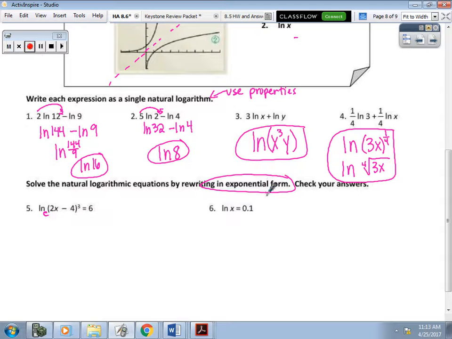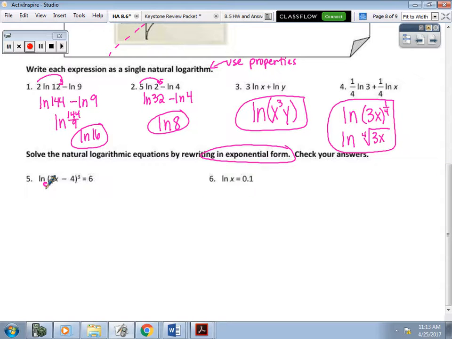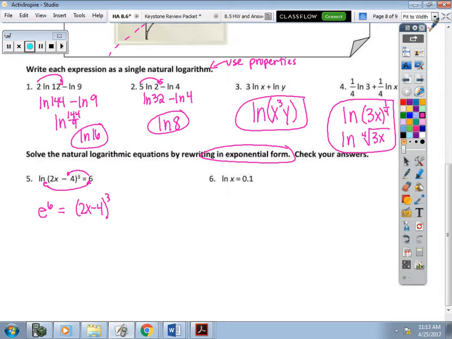So now we're going to change this back to exponential form. So we'll take the base of the exponent, raise it to what's on the other side, 6th power, and set that equal to what we were taking the log of, which is 2x minus 4 cubed. And then you just have to solve for x. So I would need to undo the cube with a cube root.